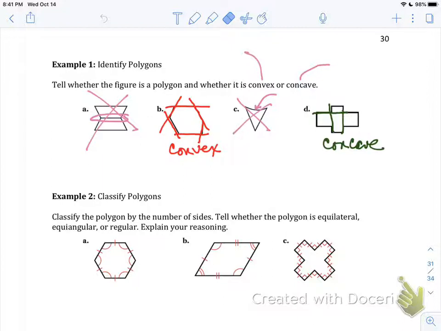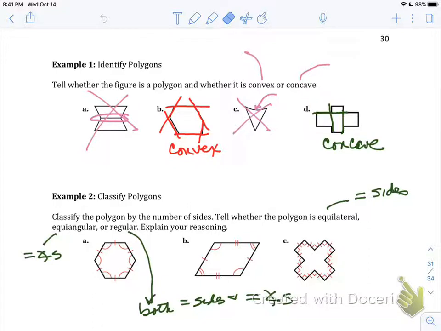This one asks us to classify polygons by the number of sides. Tell whether the polygon is equilateral. What is equilateral? It means it has all equal sides. Equiangular means equal angles. Regular has both equal sides and equal angles. Okay, regular is not just regular. Regular is super special. You've got to always remember that.